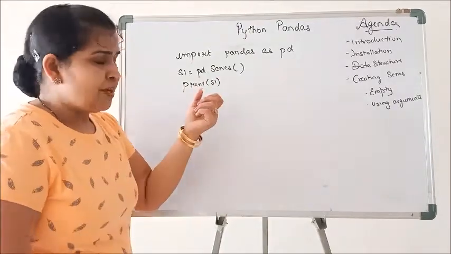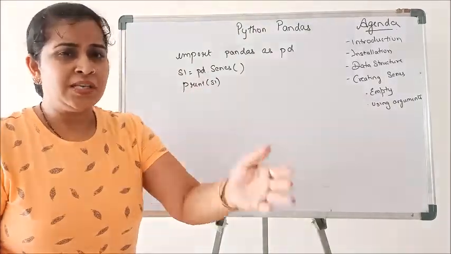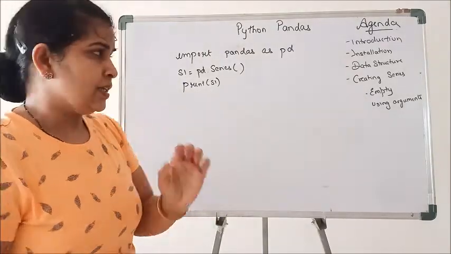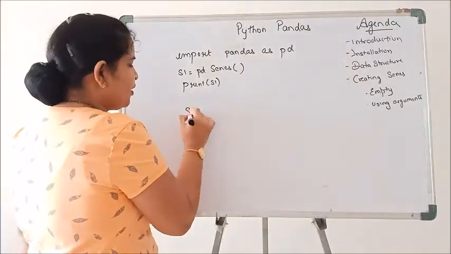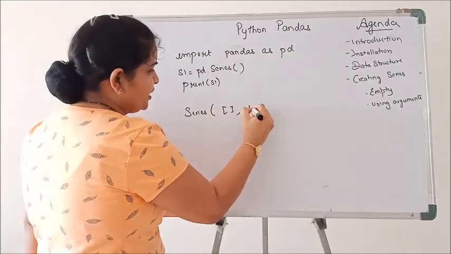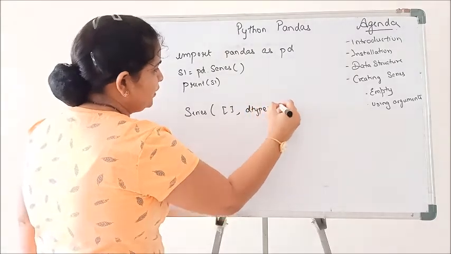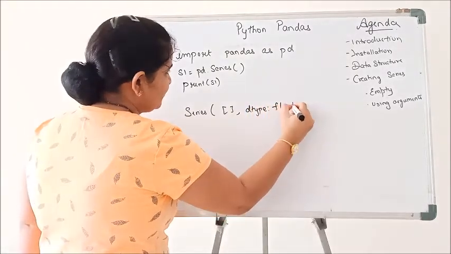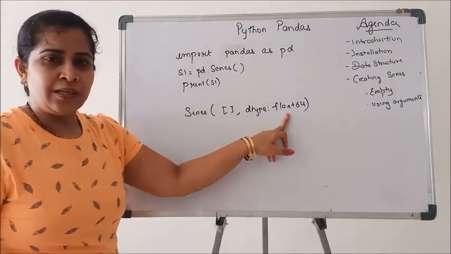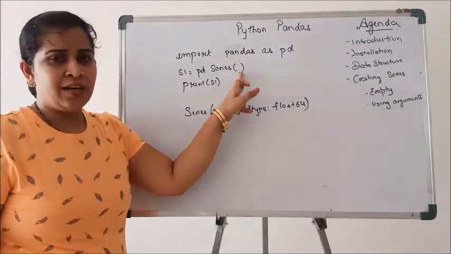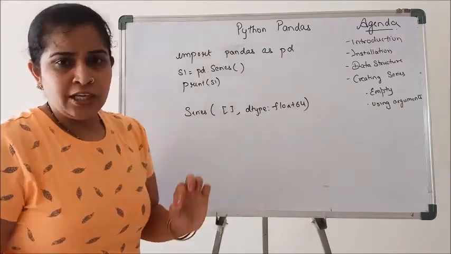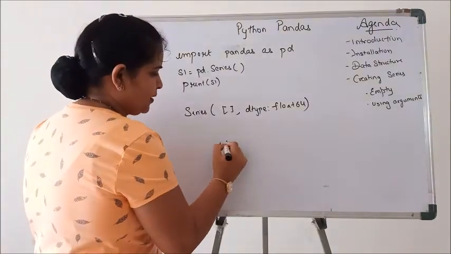Please take care that in a series, we can change the values given in the series, but we cannot change the size of the series. So if we print the series, what will be printed? Series in brackets, empty, dtype: float64. So float64 is the default data type. When we are not giving any value in the series, by default float64 is taken. When we give integer values, int64 is taken.